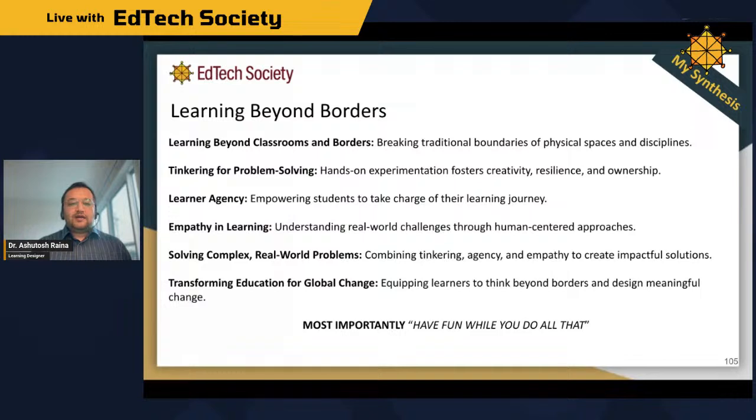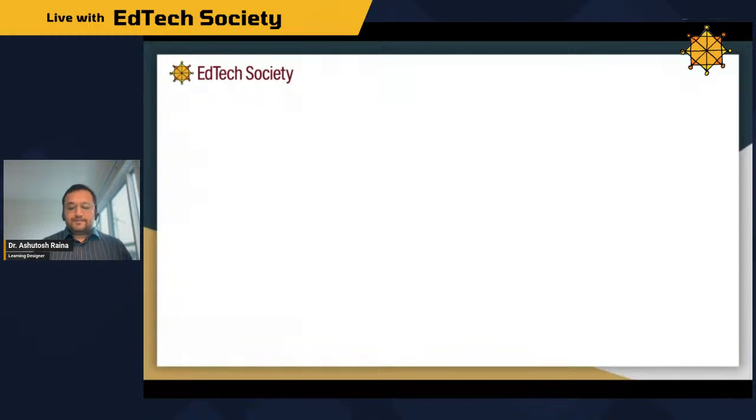But what I mean by learning beyond borders is breaking traditional boundaries of physical spaces and disciplines, hands-on experimentation to foster creativity, resilience, and ownership, empowering students to take charge of their learning journey, understanding real-world challenges through human-centered approaches, combining tinkering, agency, and empathy to create impactful solutions, equipping learners to think beyond borders and design meaningful changes, and most importantly, have fun while you do all of that.